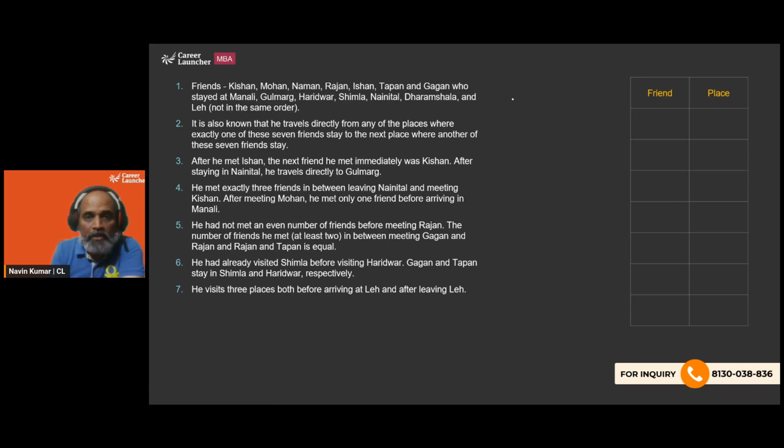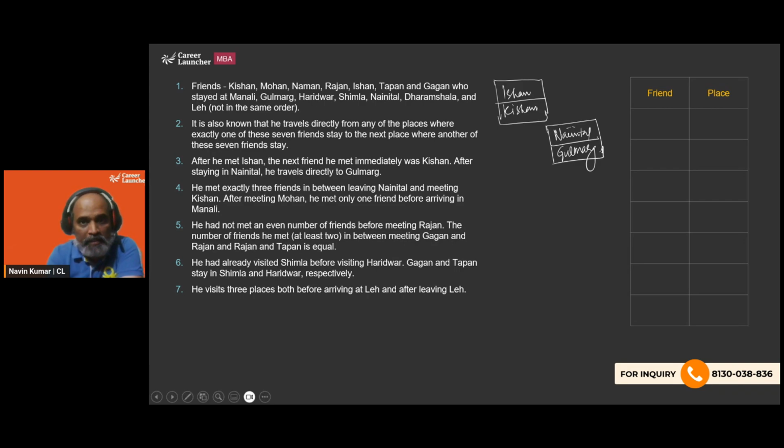So after he meets Ishan, the next friend he immediately meets is Kishan. So this particular block is supposed to be filled in the first column. After staying in Nainital, he travels directly to Gulmarg. So if we talk about the second one, he stays in Nainital and then he travels to Gulmarg. So this same block should be placed in the table.